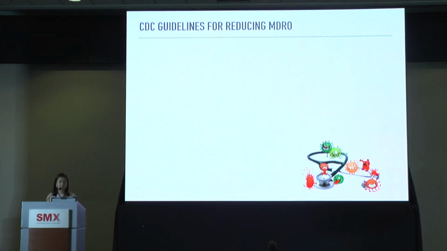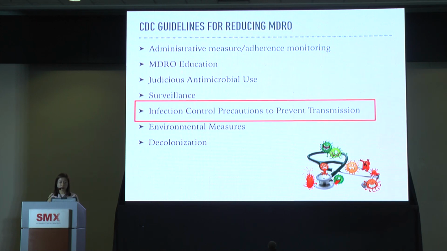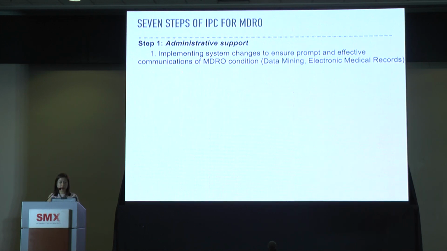So the CDC released these guidelines for reducing MDROs. There are 7 steps in the control of MDROs according to CDC, and these are the following. You have administrative monitoring, MDRO education, judicious antimicrobial use, doing antimicrobial surveillance. Take note that infection control precaution to prevent transmission is an established guideline for reducing MDROs, as well as environmental measures and decolonization. So let's go to step 1.